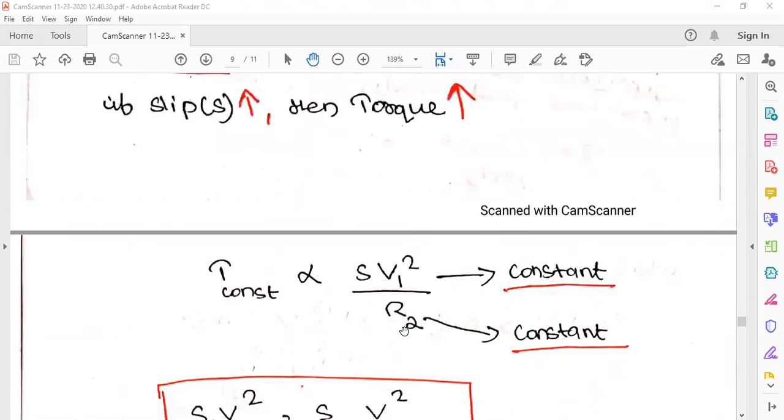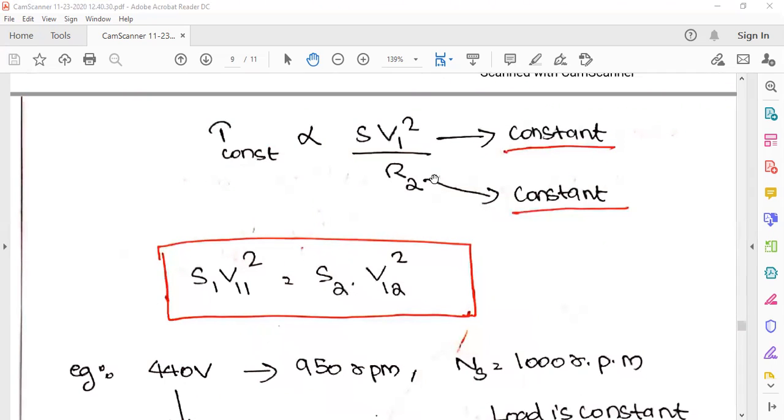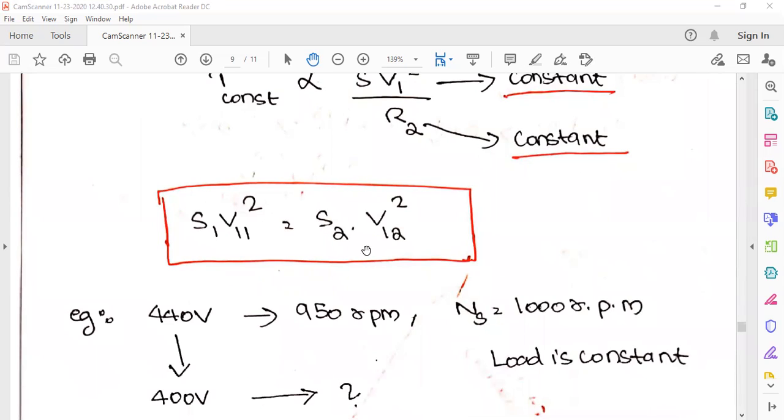Because R2 is a constant value and the supply frequency is constant, overall this should be constant. Then we can write S1 into V1 square over supply frequency in the primary side will be equal to S2 into V2 square over the supply frequency in the secondary side. Because when the terms are constant, we can equate them, right? So S1 V1 square is equal to S2 into V2 square.